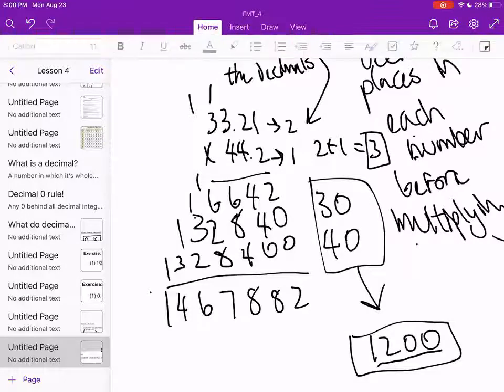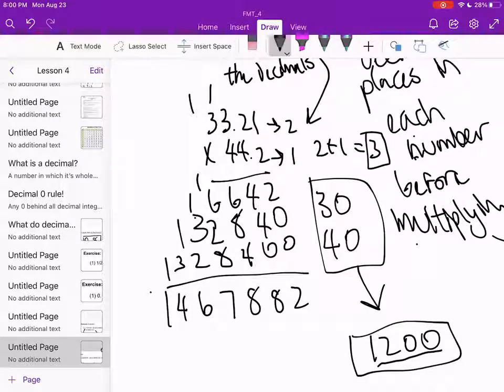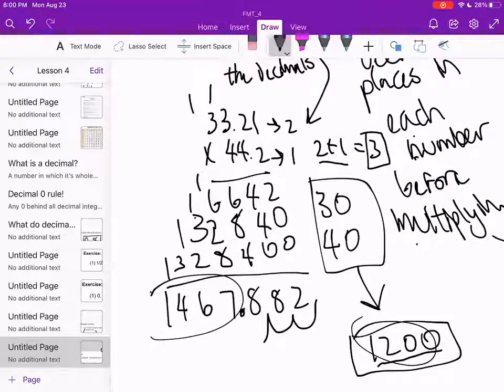So again, we can follow the rule that we just did up here. Our answer is going to have 3 decimal spots, right? So I'm going to go 1, 2, 3, and that's where my decimal spot is going to lie. And then we can do a real quick check. There's 4 whole number spots, right? And I have 4 whole number spots here. So that's how I know it's correct.